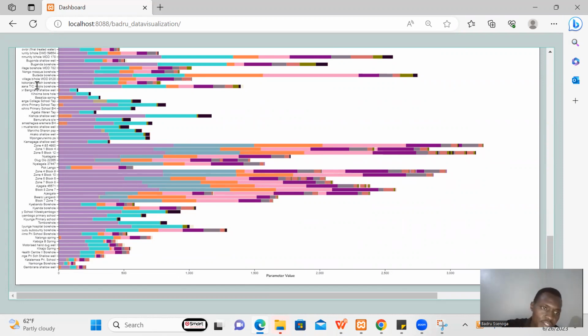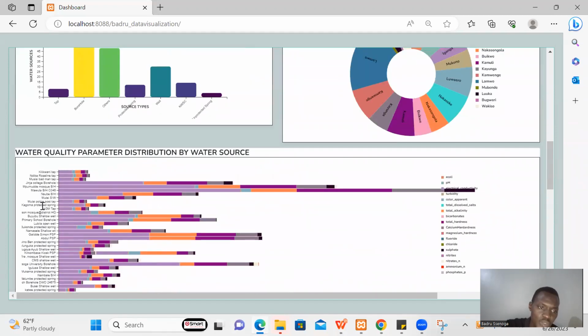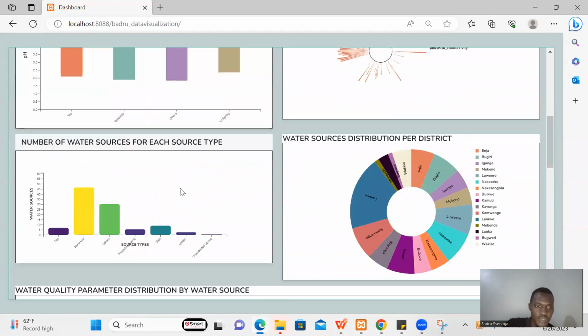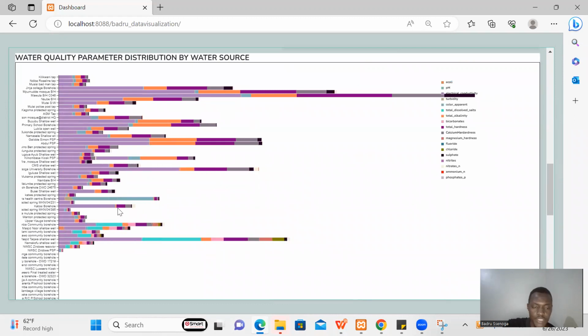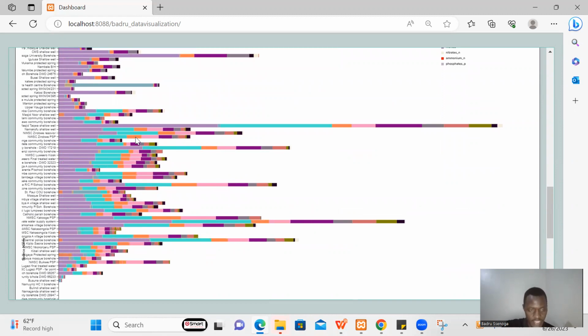So these are the different water sources from the different villages, not the district, but the villages. From each and every point where the water sample was gotten, it is visualized here, and these are the results that were gotten. If you refresh a little bit, you can see that it is moving, the animation bit of it, which is a very good way of visualizing.